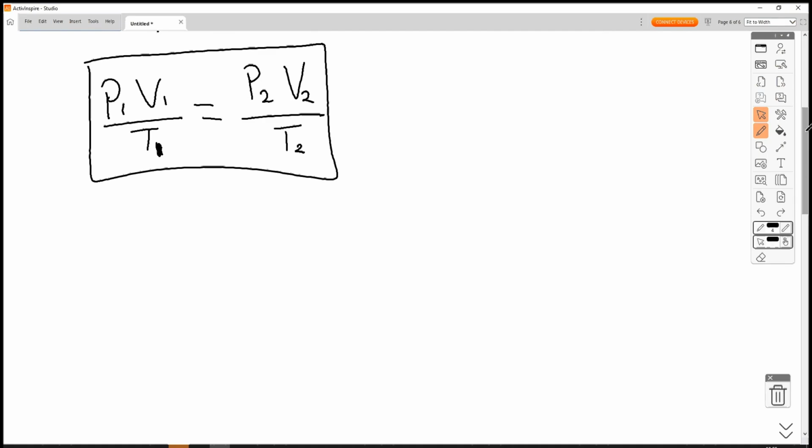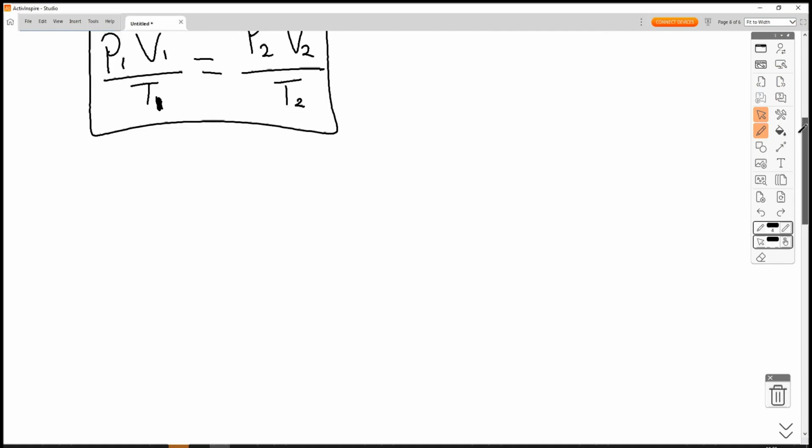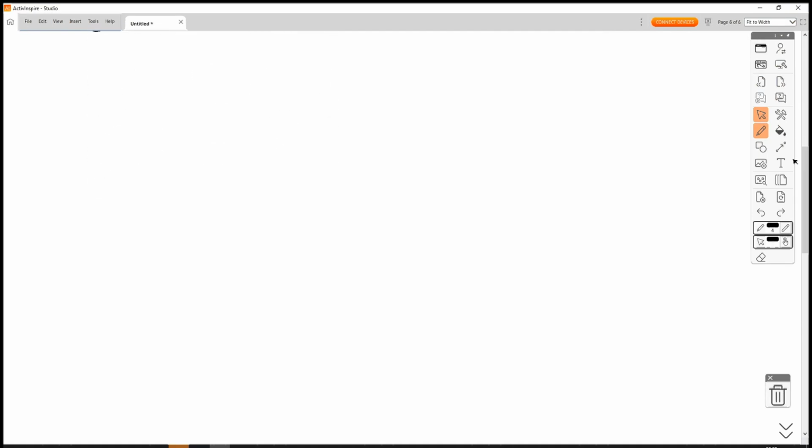Right, we'll start now with Boyle's law, because to get to this relation, we use 3 different experiments and 3 different laws. So start with Boyle's law.